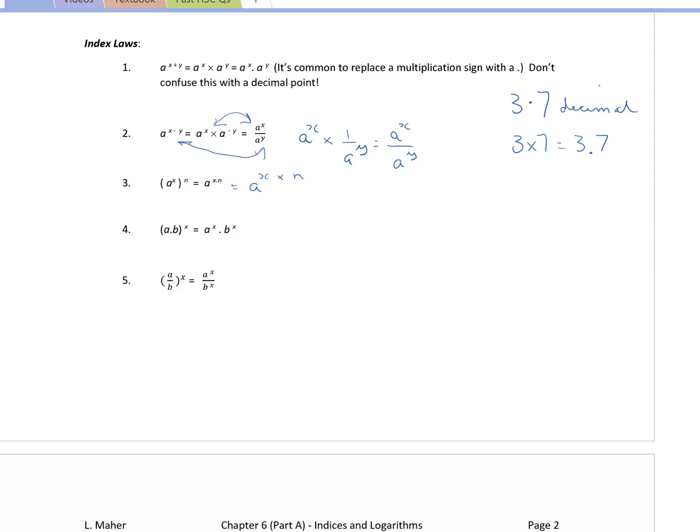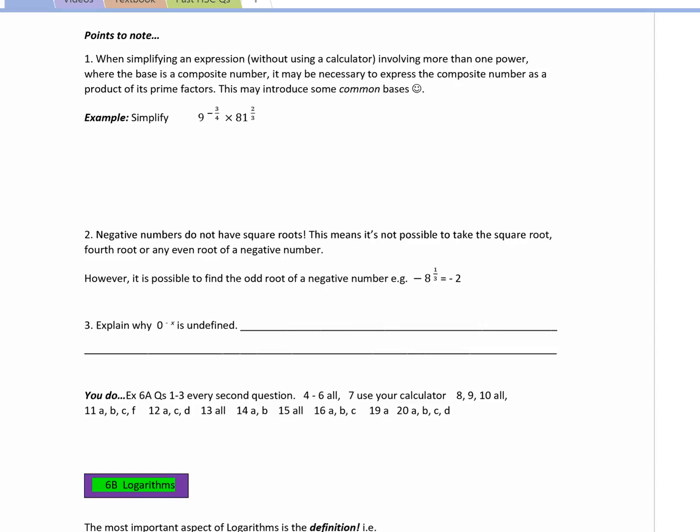And when we've got a product of terms all being raised to a power, we can separate them. So it's a to the x times b to the x. And similarly with a fraction, you can separate out the fractions. Again, this seems to be a property that students are not all that familiar with. A over b to the x, almost all get a to the x, but many miss b to the power x.